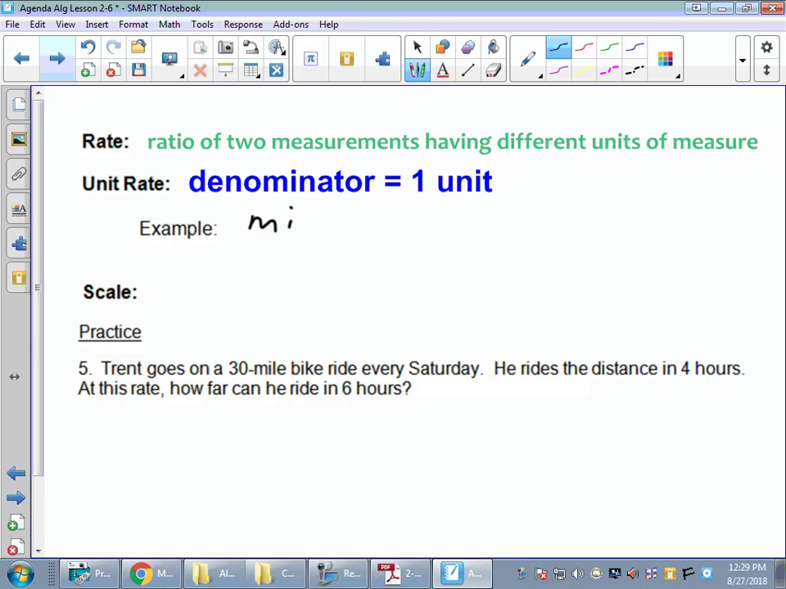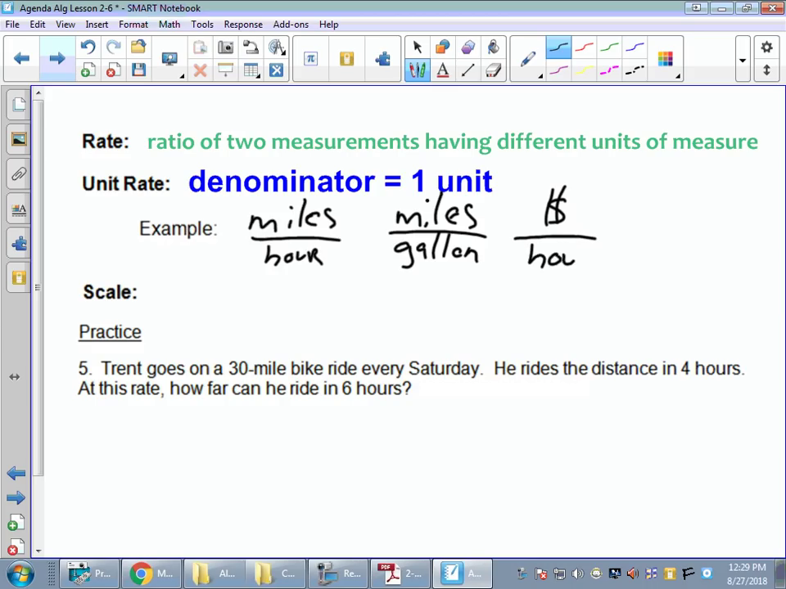You've seen a whole bunch of these, and we use these all the time. How fast you're going would be like miles per hour. When you start driving, you're going to be concerned about gas mileage, so miles per gallon. How many miles can you drive on 1 gallon of gas? And if you get a job, the other thing you're going to be concerned with at some point is dollars per hour. That's always an important one. So we've got miles per hour, miles per gallon, dollars per hour, things like that.